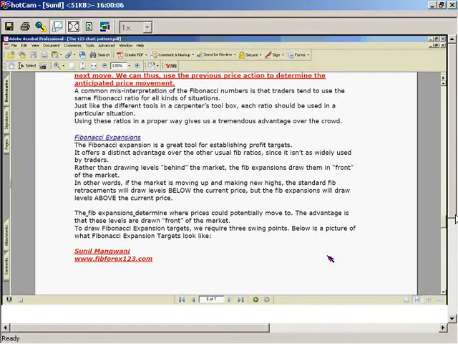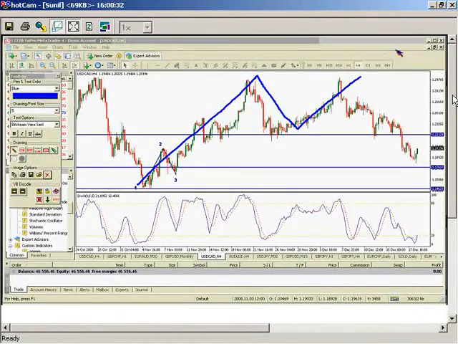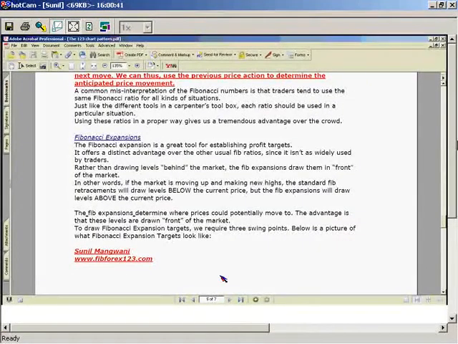Your Fib expansions give you anticipated price targets. So if the market is moving up and making highs, your general Fib retracements will draw levels below the current price, or before the price, right? With Fib retracements, you have this move and you are looking for support levels down below. What your Fib expansion is doing is giving you moves anticipated above the price. This is really an advantage of this one. So they draw levels which are in front of the market.